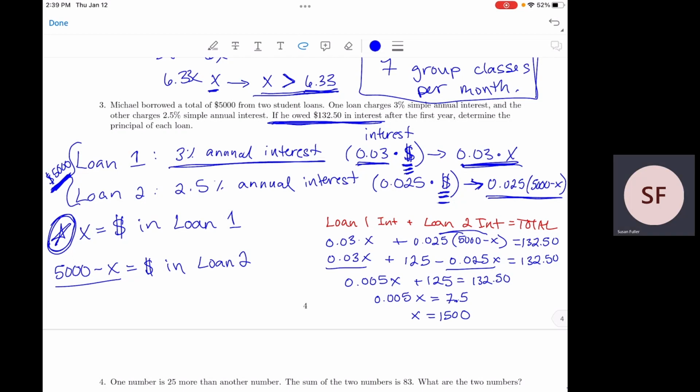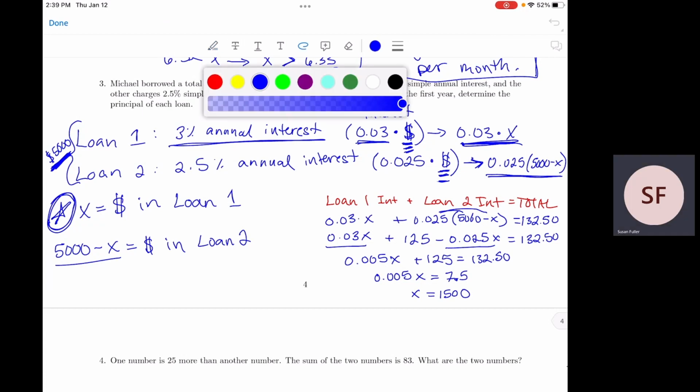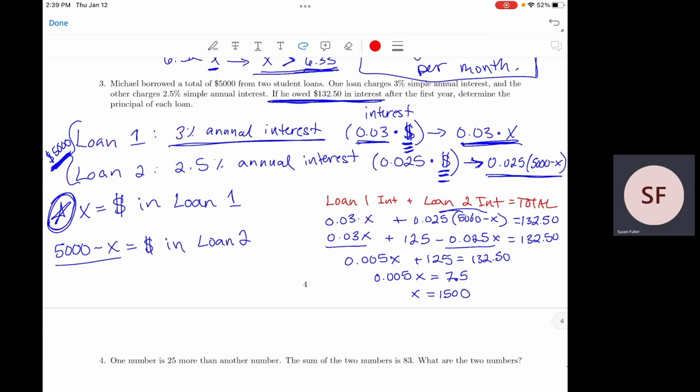Okay. So we've solved the equation. Now we just have to figure out how to answer the question. So to answer the question, we need to determine the principal of each loan. That's the amount of money in each.